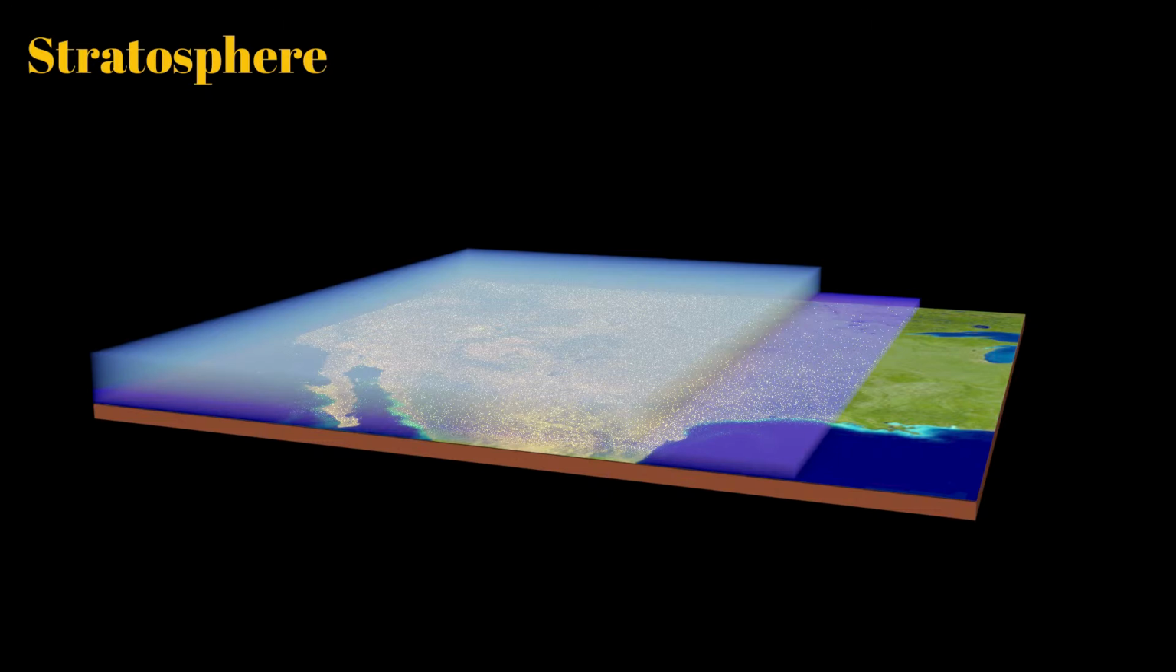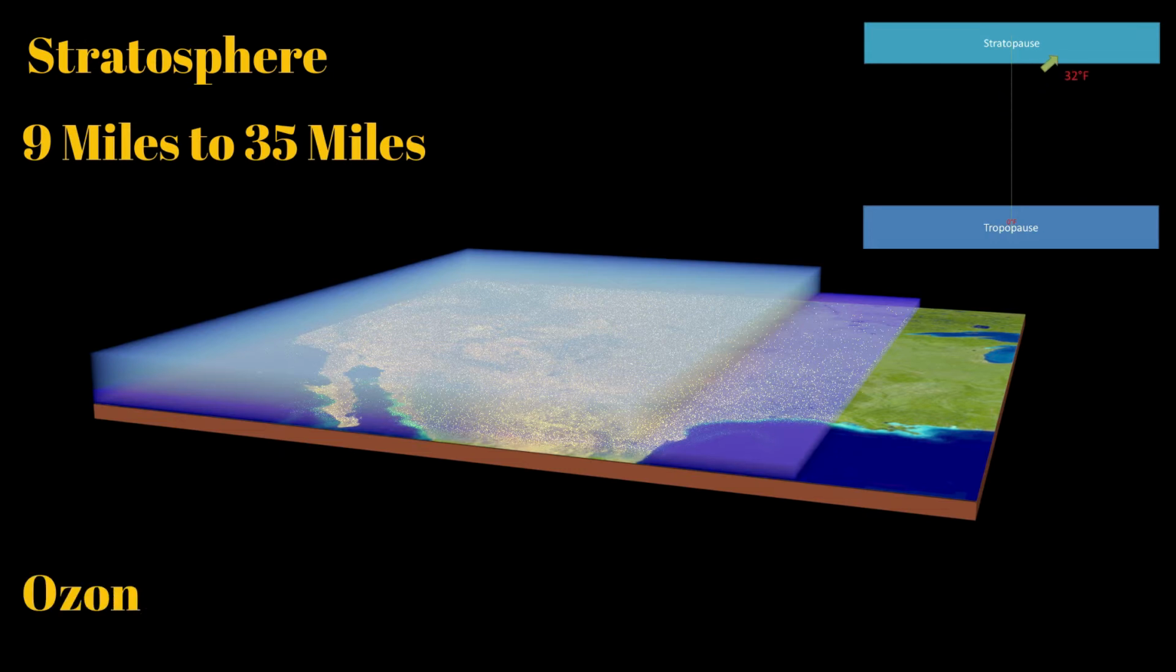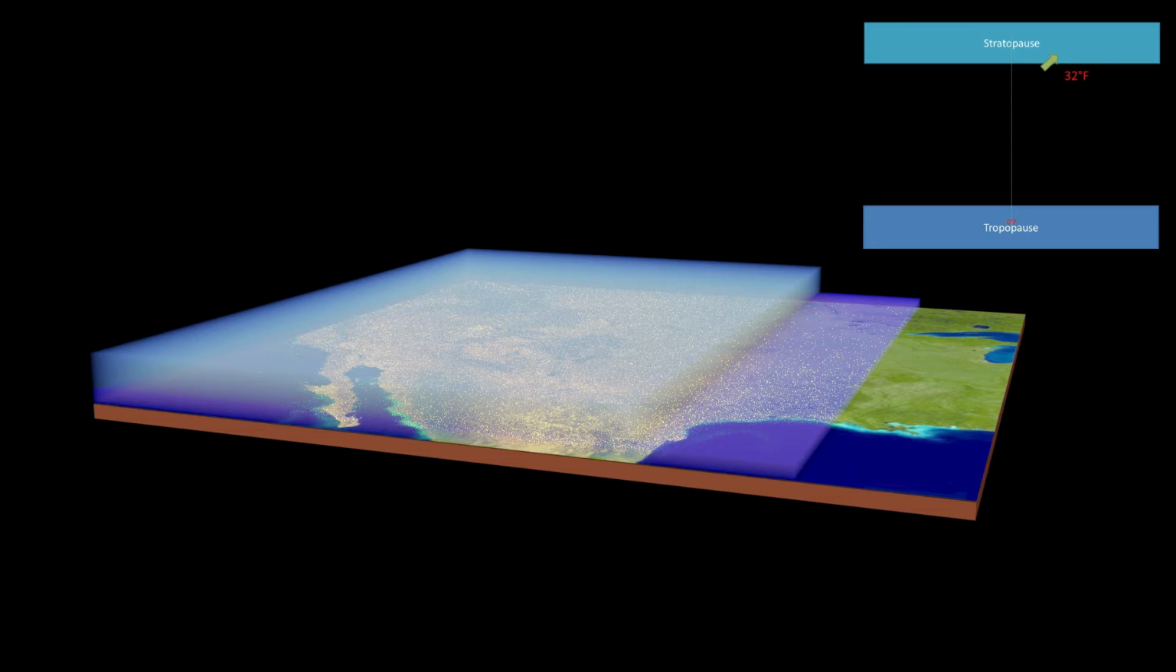It is at altitude 9 miles to 35 miles. Temperatures will rise to about 32 degrees at its top. The stratosphere is where ozone is accumulated, which absorbs harmful ultraviolet radiation. Again, temperature stabilizes, marking the stratopause.